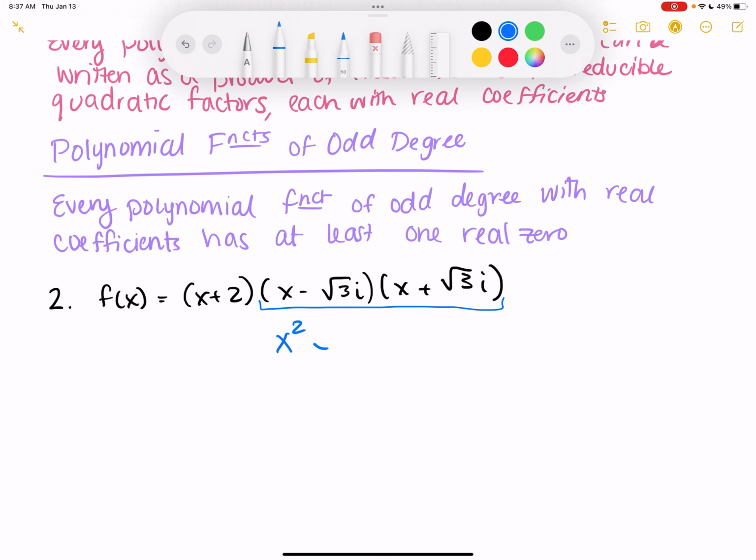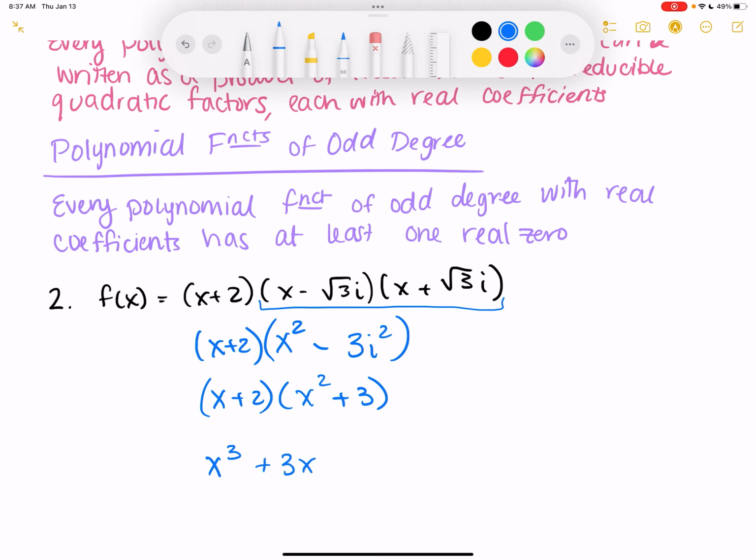The square roots are going to cancel each other, so then it's 3 and then i squared times x plus 2. What is i squared? -1. -1, so I'm going to rewrite this. x plus 2 times x squared, negative and negative is going to be positive, so plus 3. Now I'll FOIL, so that's going to give me x cubed plus 3x plus 2x squared plus 6. I'm going to swap these middle terms because that way they're in order.